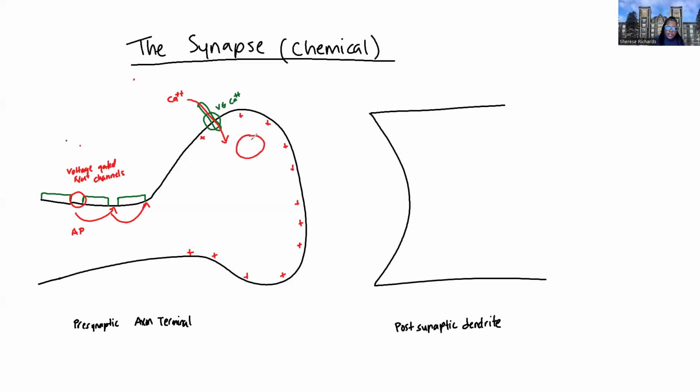So let's draw those vesicles in, right? The neurotransmitter containing vesicles that are basically storing this neurotransmitter inside this terminal, right? And we can just draw in these neurotransmitters.